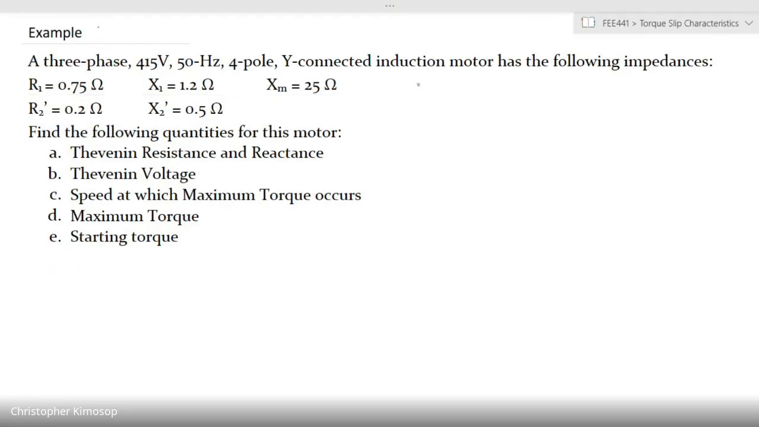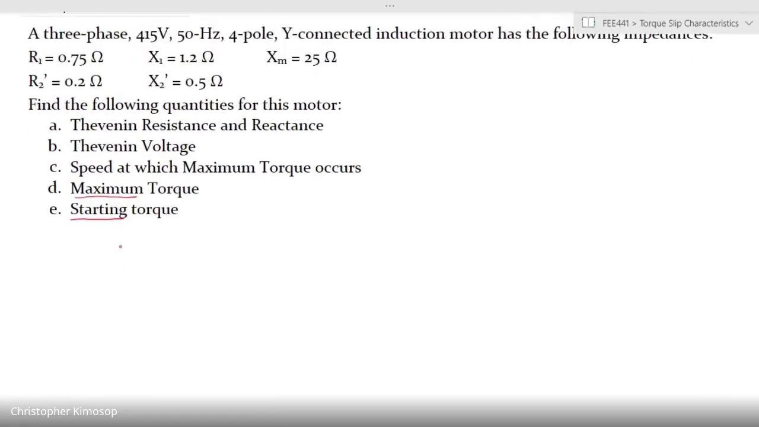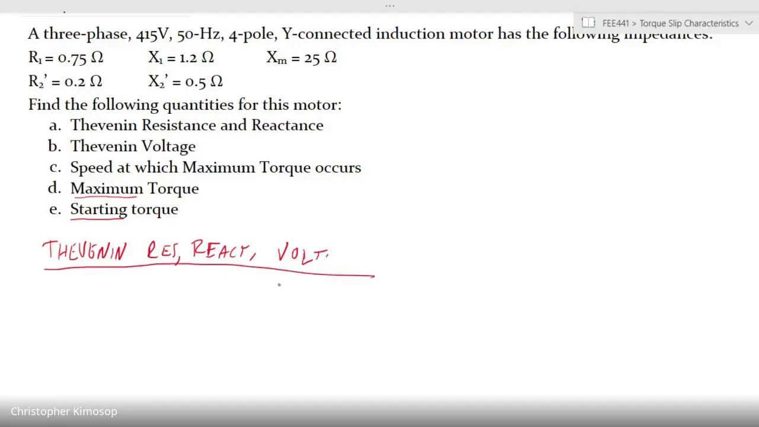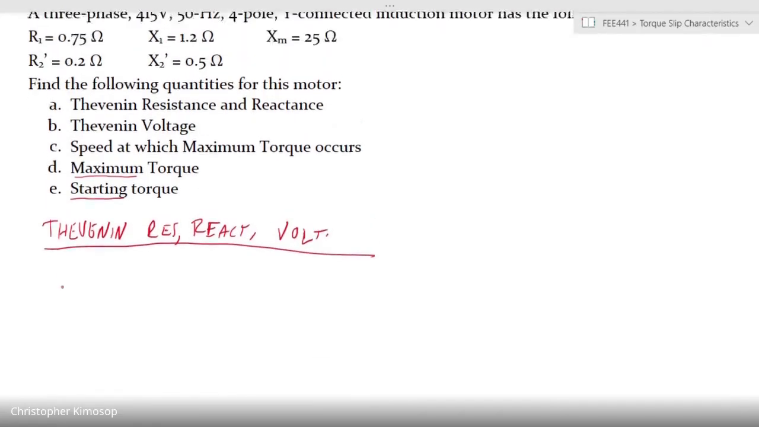So we have our motor with all these impedances, which are what we know, right? And we have been asked to find the various quantities, key of which is we want to get maximum torque and we want to get starting torque, which are useful points along the characteristic of the motor. So let's start with the Thevenin resistance, reactance, and the voltage at the same time. Okay, let's do all of them together.